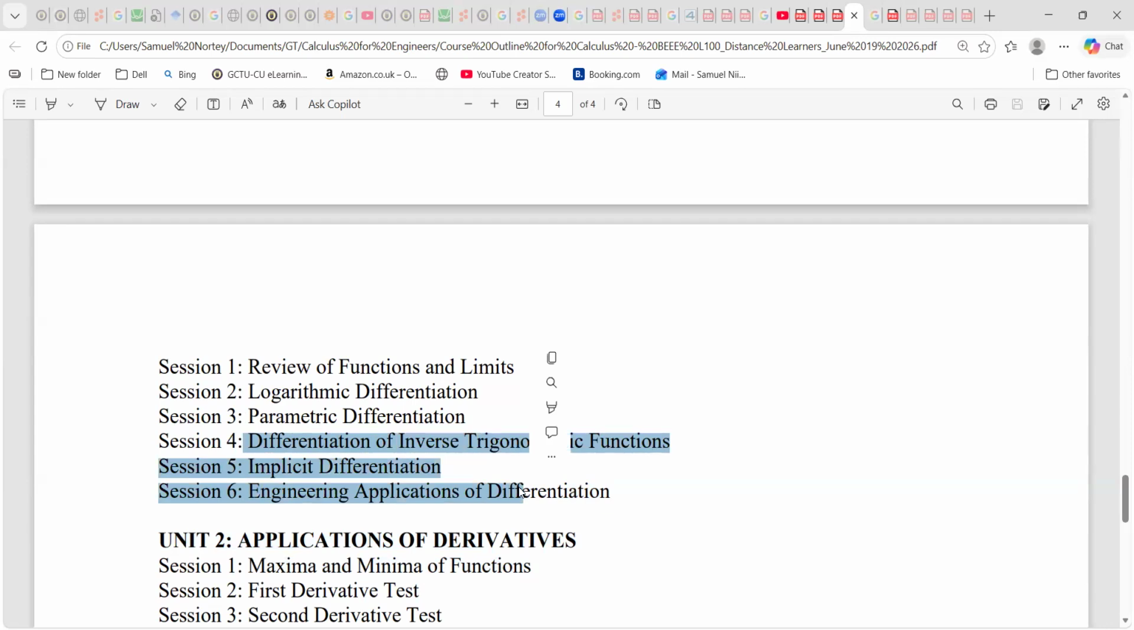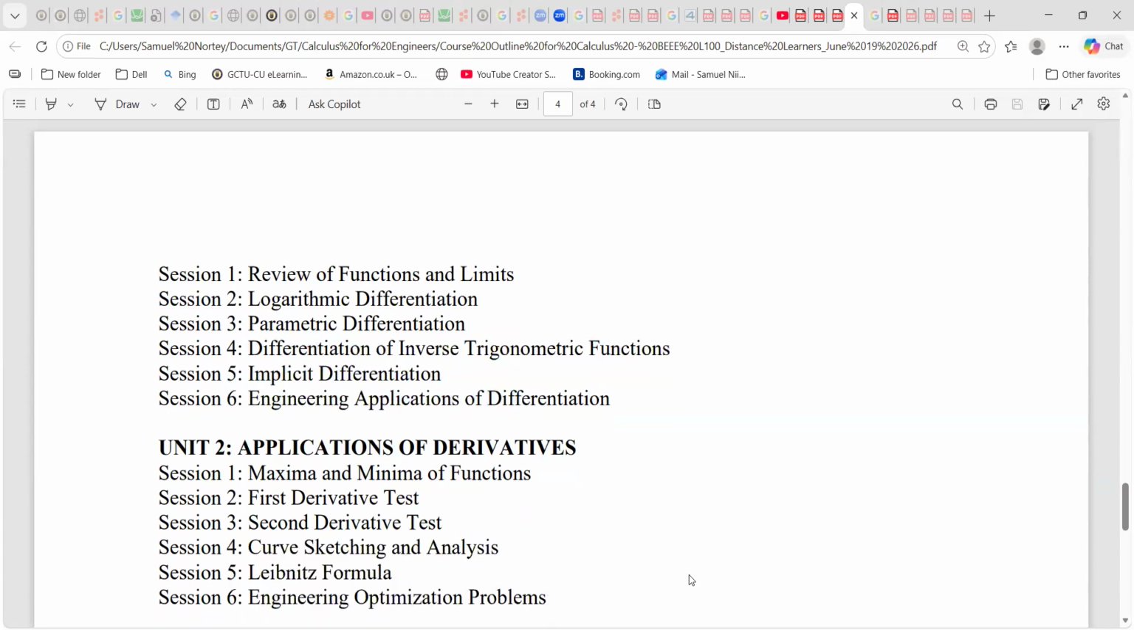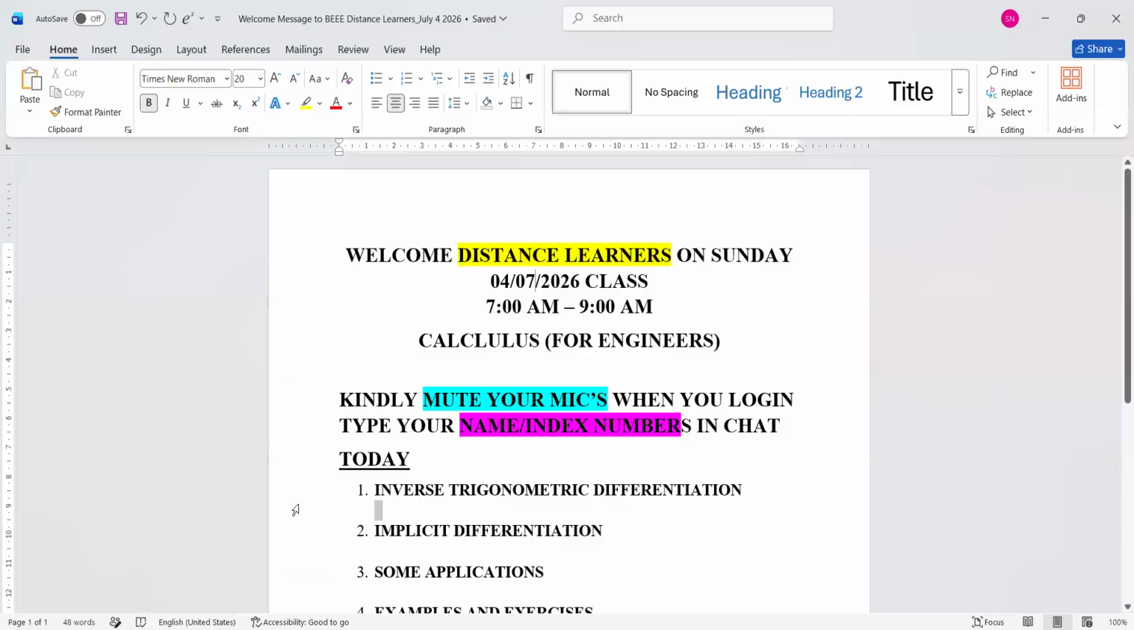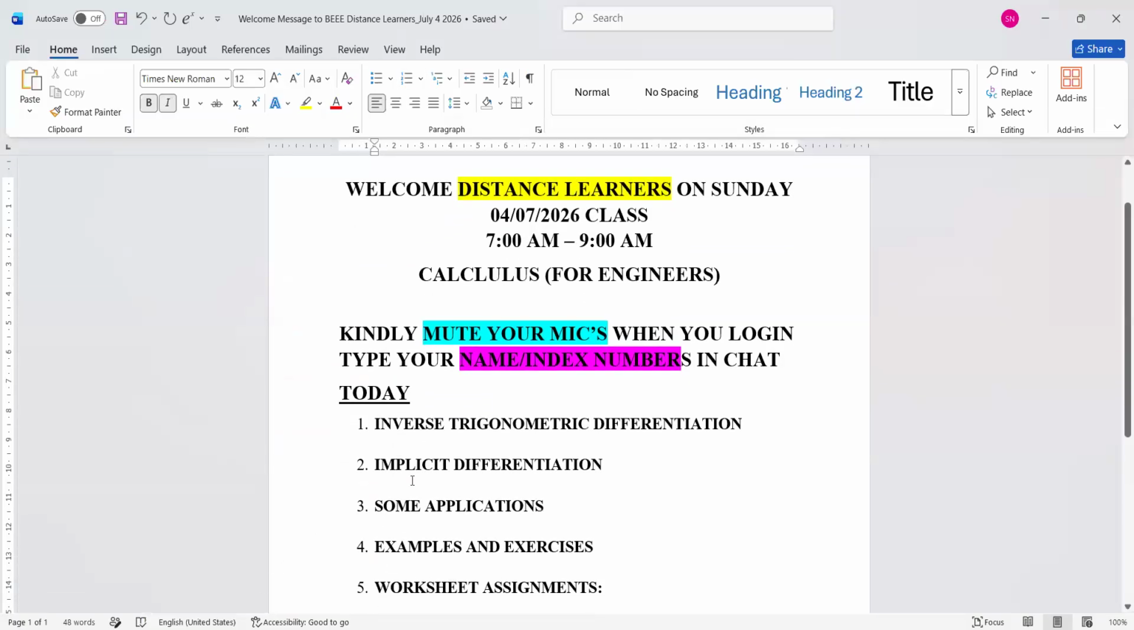Hopefully, from next week, we'll start looking at Unit 2, various applications to the derivatives. On your screen, that is what I have for you. We want to look at the inverse trig functions, how to differentiate them, how to differentiate functions using the implicit approach, and then some applications.